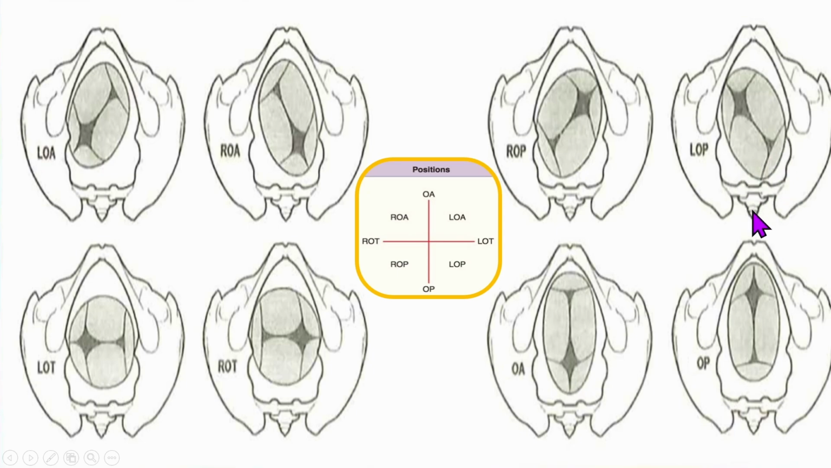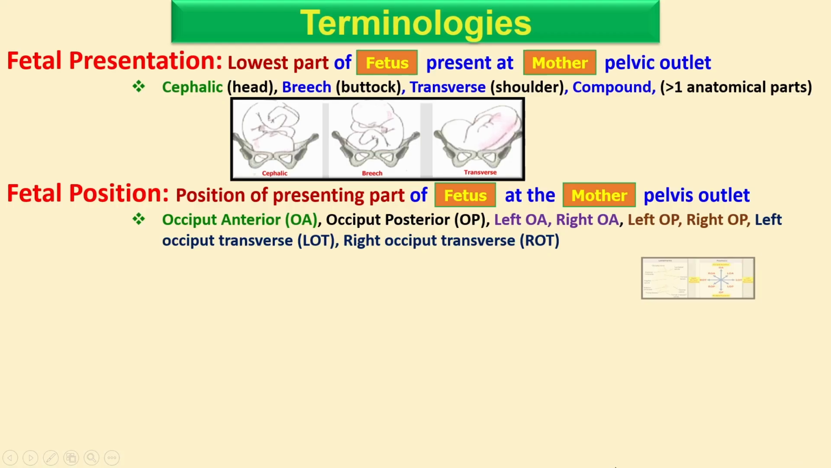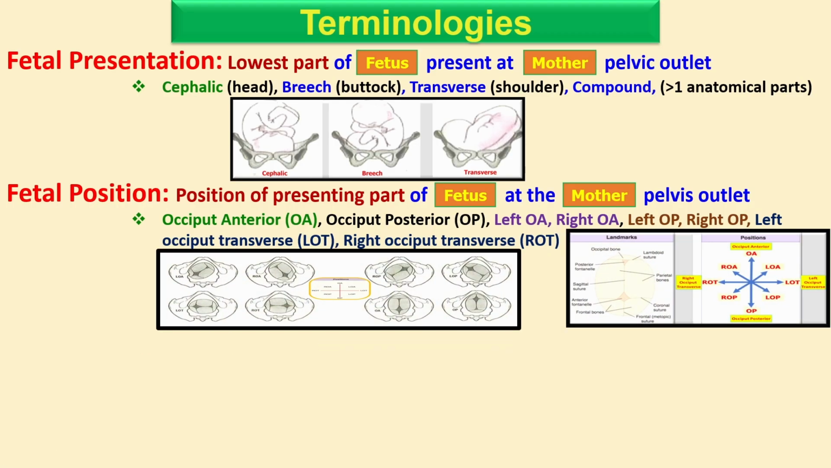If it's directly toward the sacrum, that is direct occiput posterior. If it's directly toward the pubis, that is direct occiput anterior. And these are the transverse positions, right and left. So these are the occiput anterior, right and left. Okay. So these are the positions.